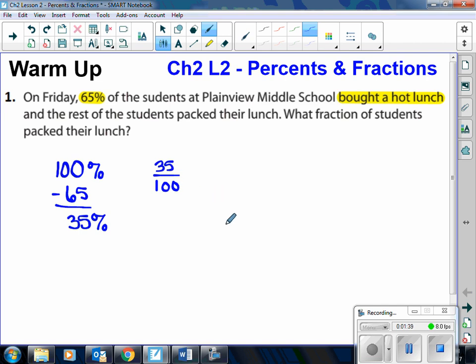Okay? And now we can simplify 35 hundredths by dividing by 5. Very good. And we'll divide the numerator and the denominator by 5. And we end up with 7 over 20. Is everybody clear? So 7/20ths of all of the students at the middle school brought their lunch.